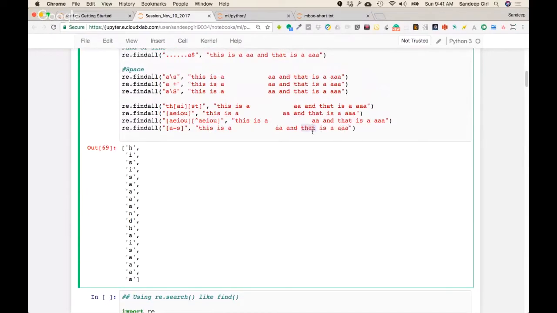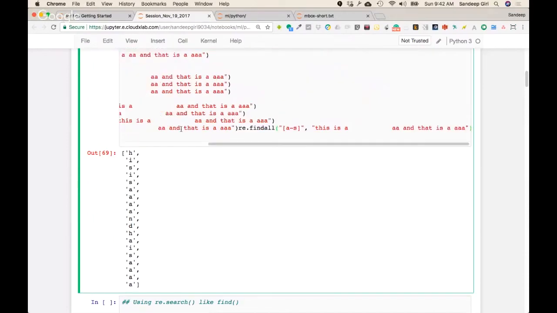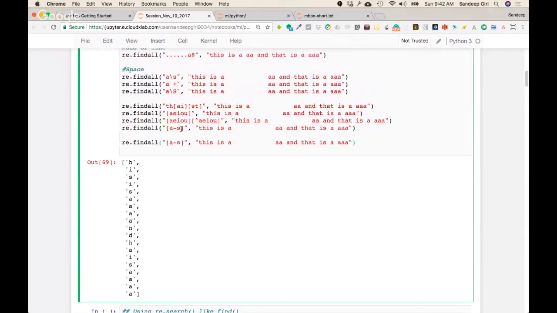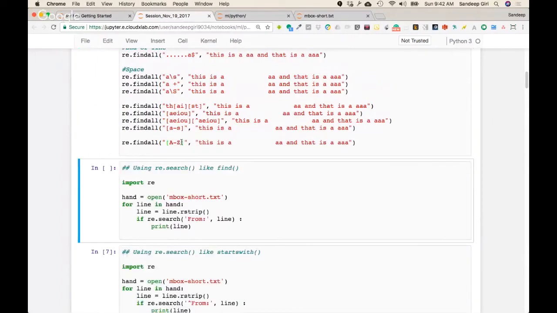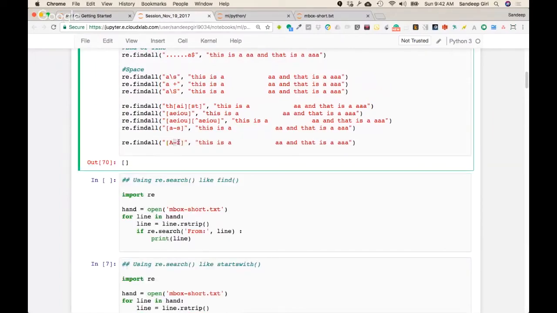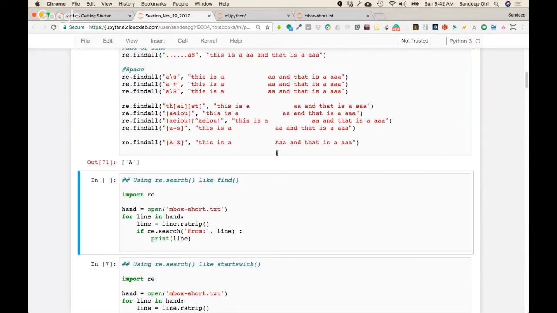Let's say we would like it to match with capital characters. So we can say capital A to Z. It is case sensitive by default. So it matched with nobody. Had there been a capital somewhere, it would match with this. All right.